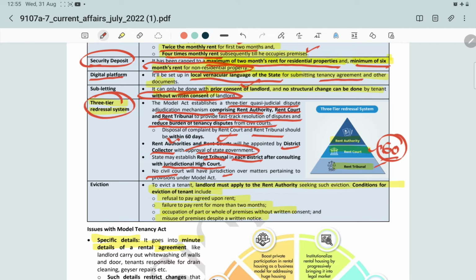Then eviction. To evict a tenant, the landlord must apply to the rent authority seeking such eviction. What will be the conditions? Refusal to pay the agreed upon rent, failure to pay rent for more than 2 months, occupation of part or whole of the premises without written consent, and misuse of premises despite a written notice.